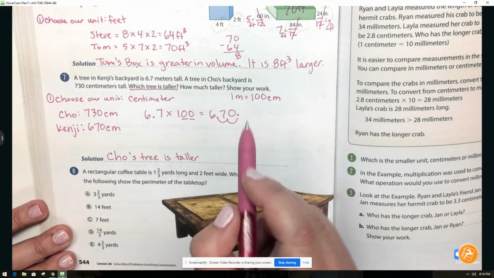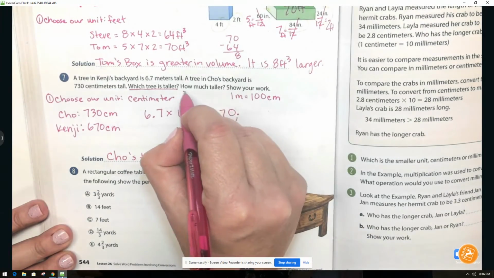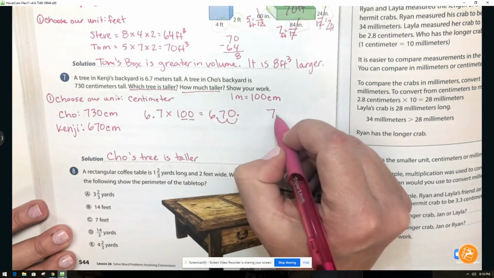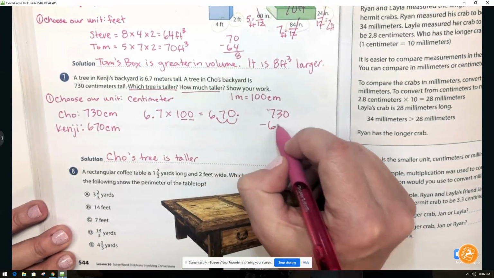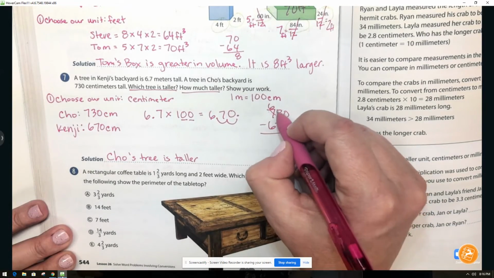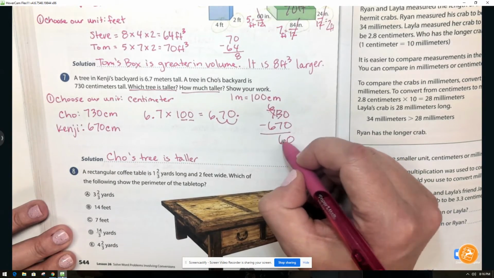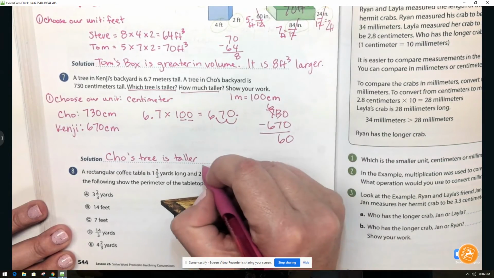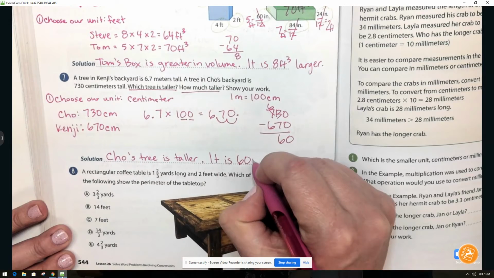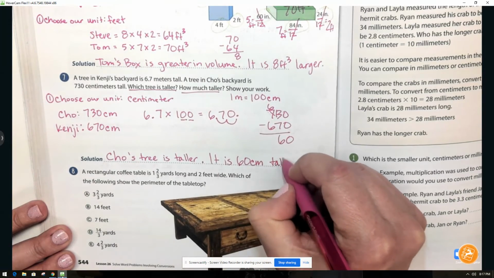How much taller is it? That's the second question we're answering. Well, if we take 730 and we subtract 670, 0 minus 0 is 0, regroup, 13 minus 7 is 6, 6 minus 6 is 0. So it is 60 centimeters taller.